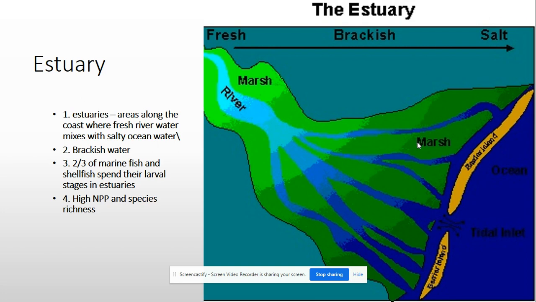Two-thirds of marine fish and shellfish will spend their larval stages in estuaries. Because estuaries have lots of nutrients, they tend to have very high NPP, or what's called net primary productivity, amongst its vegetation. Because it has high productivity within its plant species, we also see lots of species richness. So there's lots of biodiversity found in an estuary because of the nutrients available.